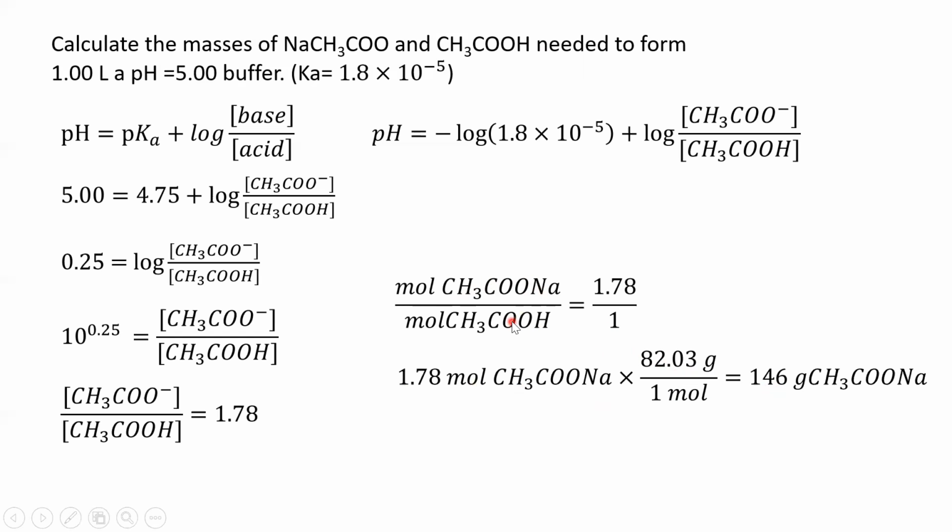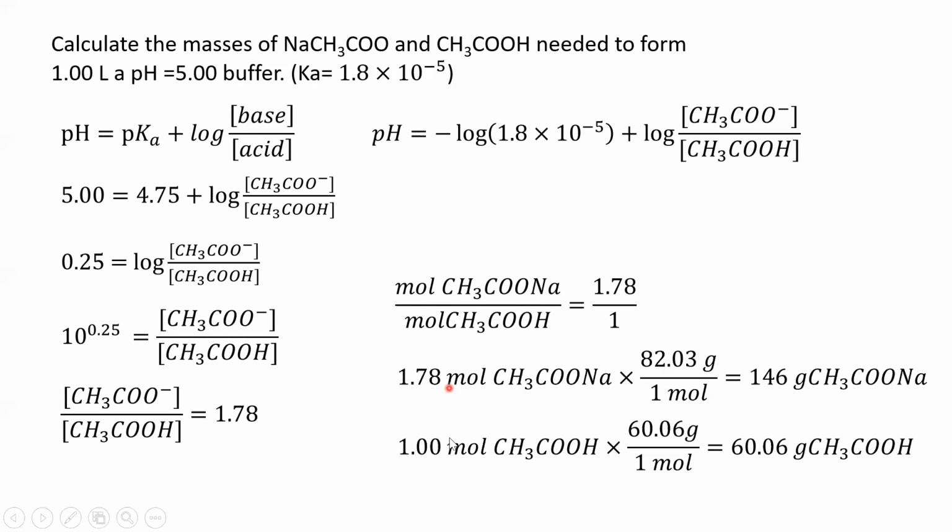Now we're going to do the same thing for the acetic acid. We have 1 mole. Here's our mole ratio because we're in a 1 liter solution and we're just converting moles to grams. 60.06 is the molar mass of acetic acid. So what does that mean? How would we make this solution? Well, if we took a 1 liter solution that contains 60.06 grams of acetic acid and 146 grams of sodium acetate mixed together, the pH of that buffer solution is 5.00.